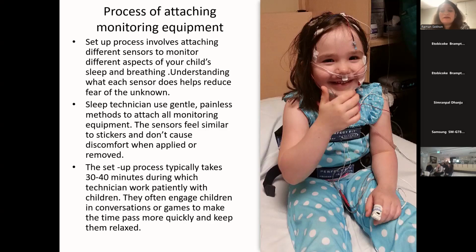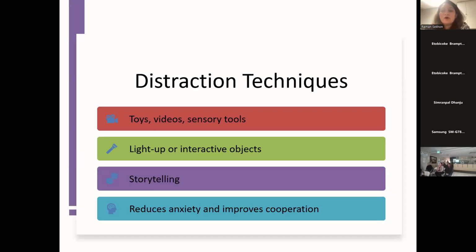The setup process typically takes around 30 to 40 minutes, depending upon the cooperation of the child. So it is important to engage the children in conversation or some games to make the time pass more quickly and keep them relaxed. A little demonstration on parents or toys could help ease the discomfort. Next, we'll discuss some of the distraction techniques.